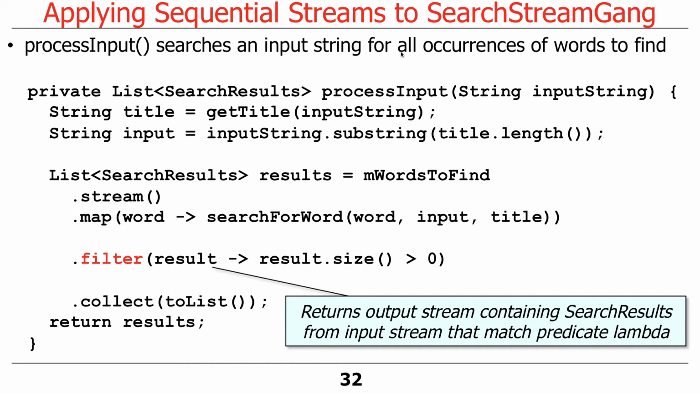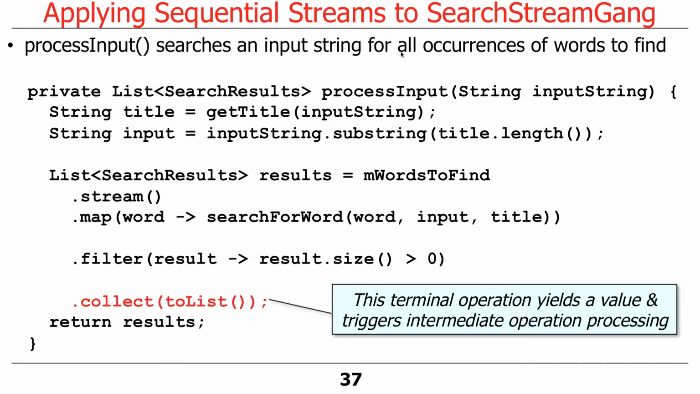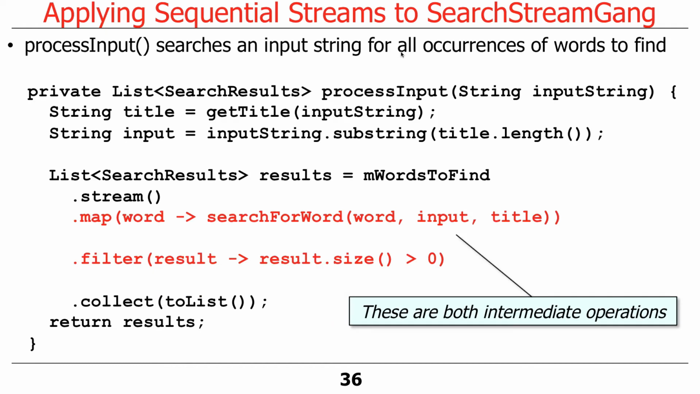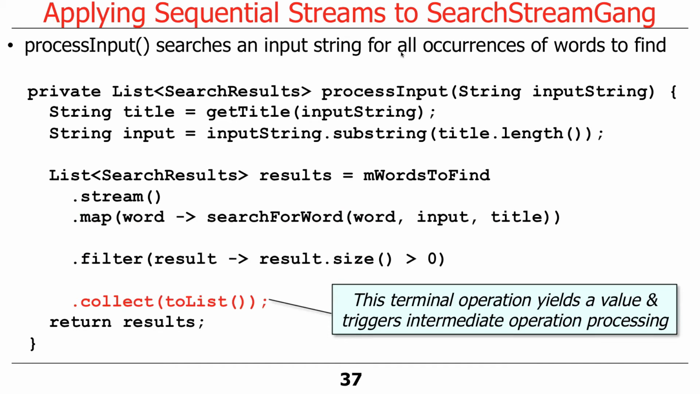For any string that did have the words we were looking for, we're then going to collect the results into a list. So we'll end up with a list of search results coming back from here. And then we return the results. Now, in real life, I was doing this just so I could show you the steps, but we would probably say return m words to find .stream .map .filter .collect. We wouldn't have a separate variable here. These are intermediate operations. They run when the terminal operation is reached, and that'll cause the processing of the stream to take place.